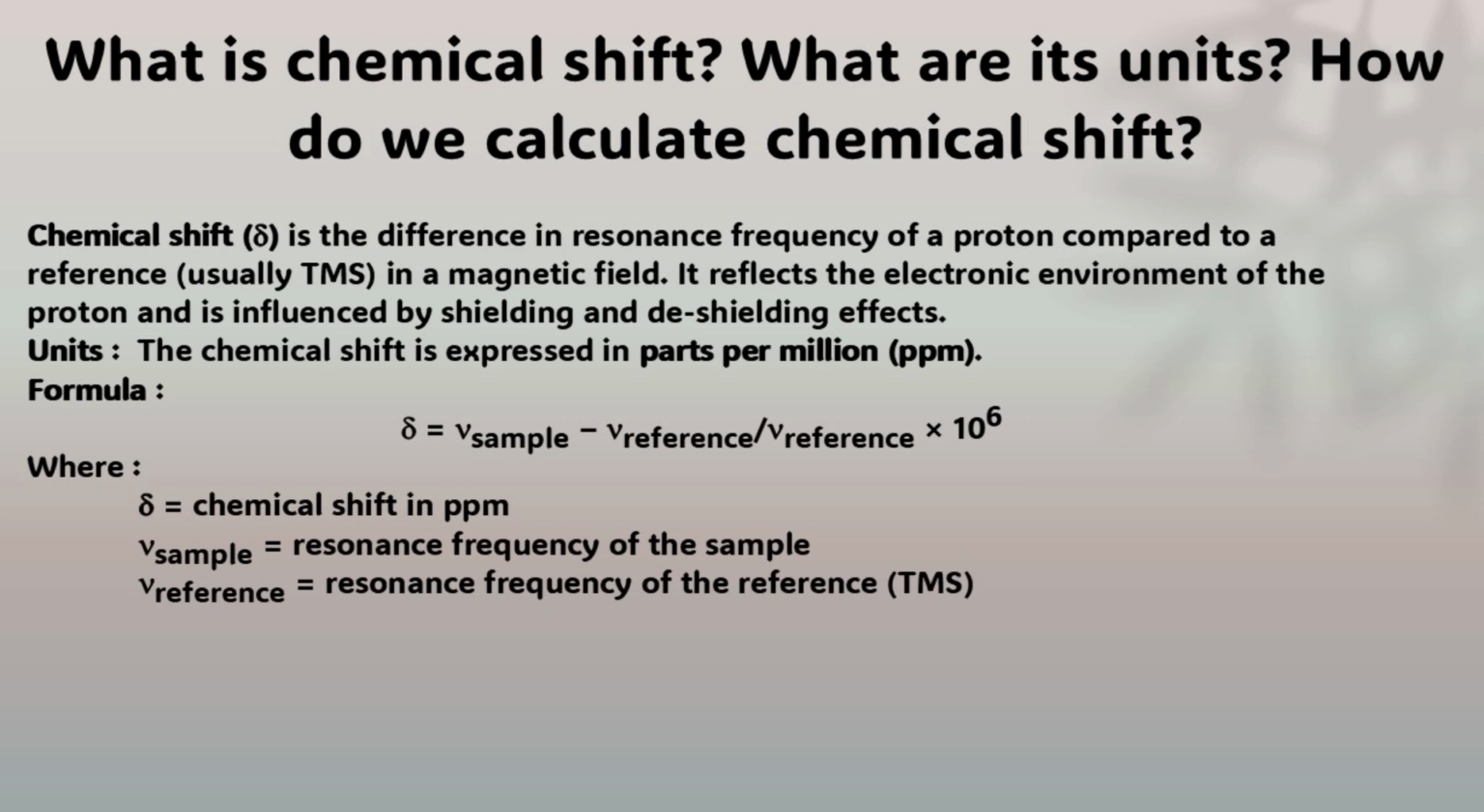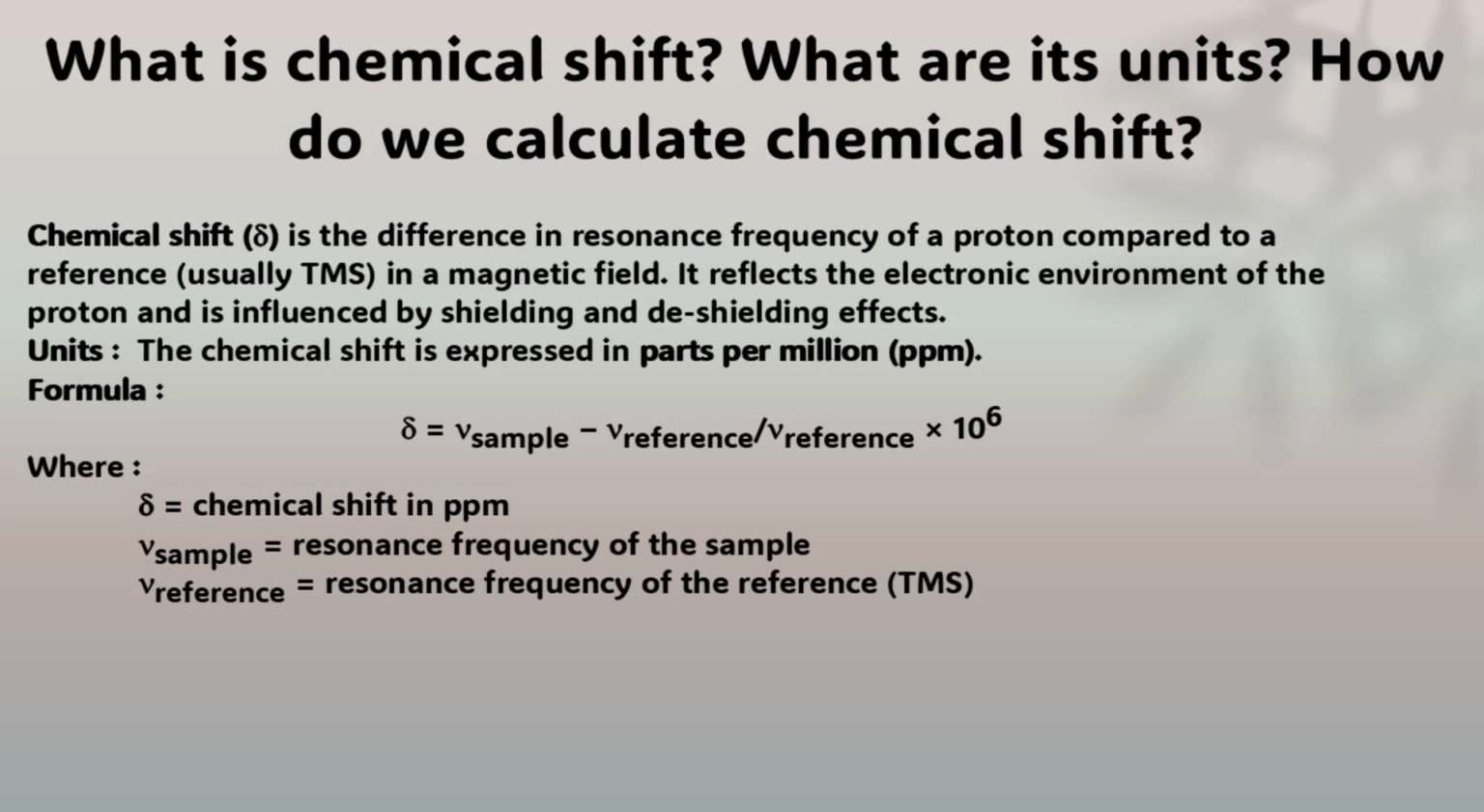The next question is question number 40. What is chemical shift in PMR spectroscopy? Explain in detail. What are the units of chemical shift? How do we calculate chemical shift in PMR spectroscopy? The answer to this question is, chemical shift, delta, is the difference in resonance frequency of a proton compared to a reference, usually TMS, in a magnetic field.